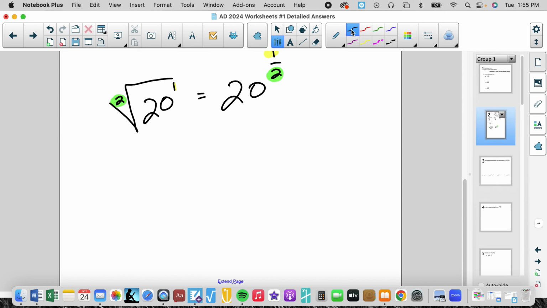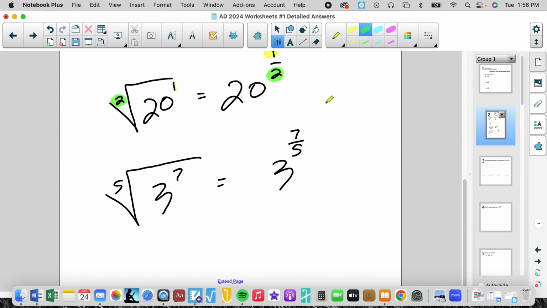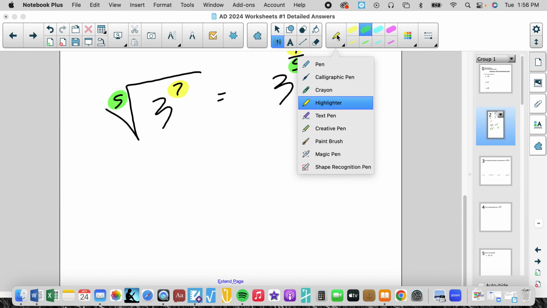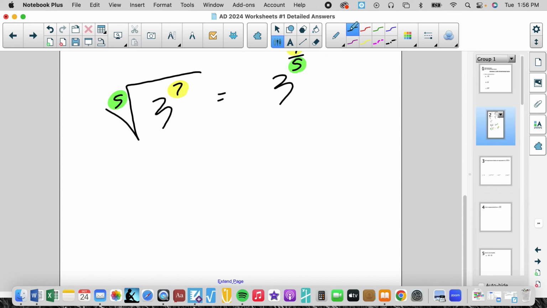Let's do something a little bit more complex. So let's take the 5th root of 3 to the 7th. So that would be written, this is my base, and it's to the 7th power, and the 5th root goes in the denominator. So that's where it gets fun. Numerator, power, denominator, radical.